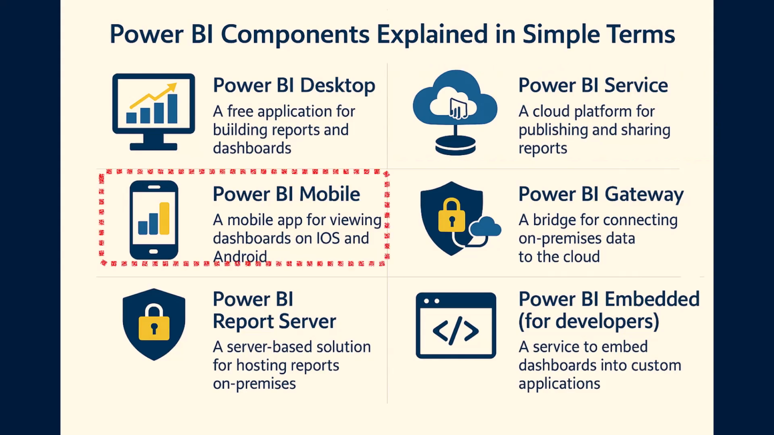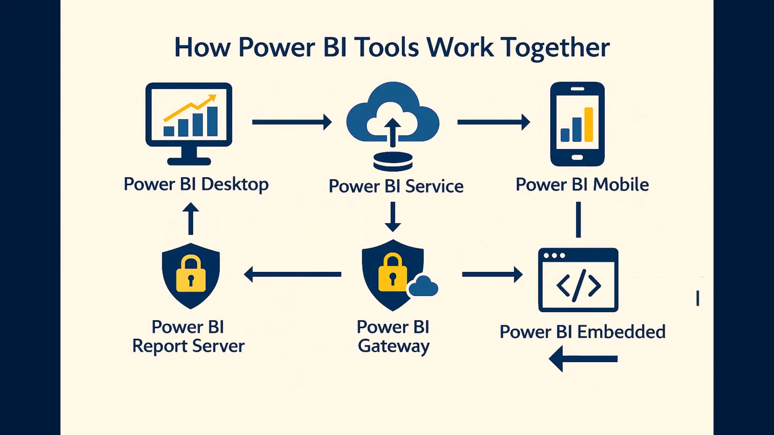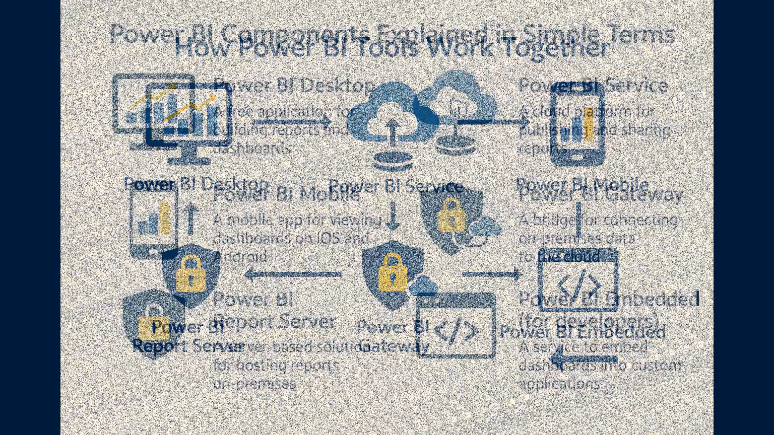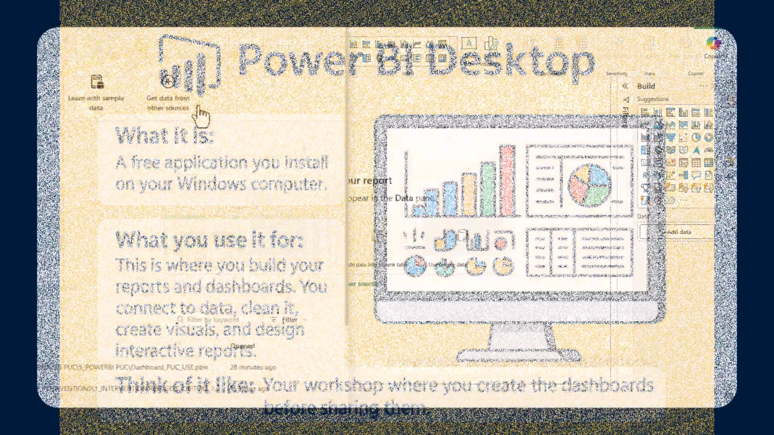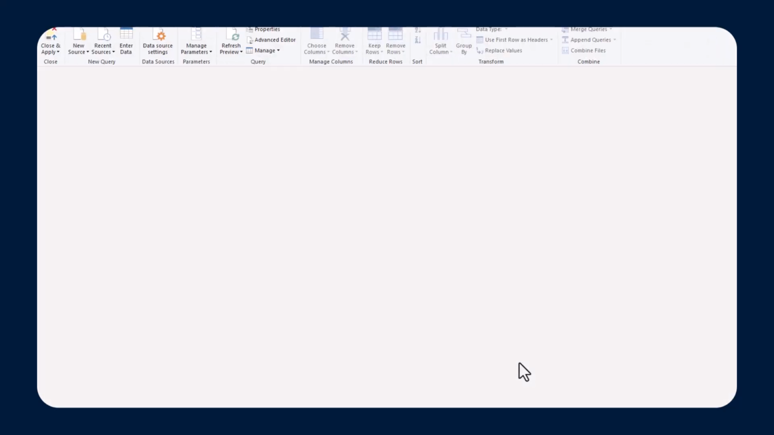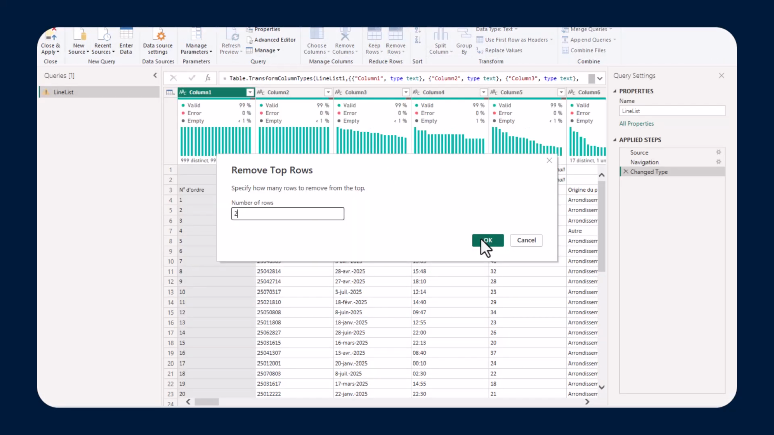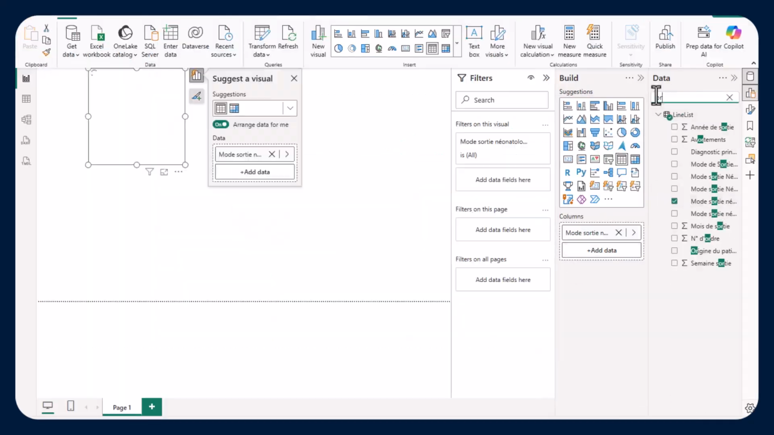Power BI is not just one tool. It's a family of tools that work together to help you analyze data and share insights. Here's what each part does. Power BI Desktop. It is a free application you install on your Windows computer. This is where you build your reports and dashboards. You can connect to data, clean it, create visuals, and design interactive reports. Think of it as your workshop where you create dashboards before sharing them.